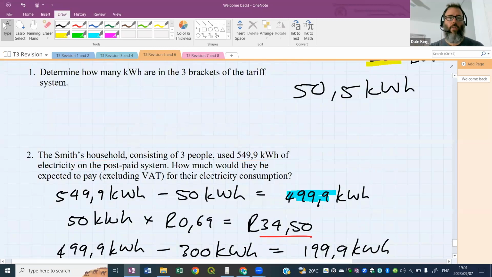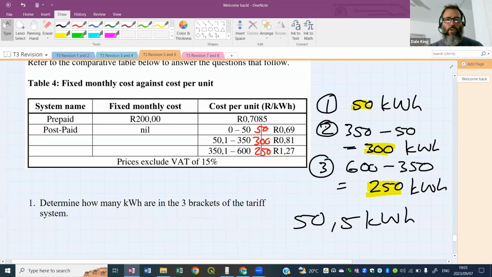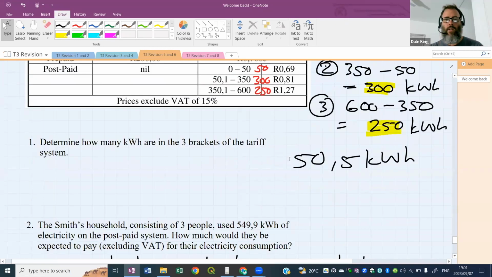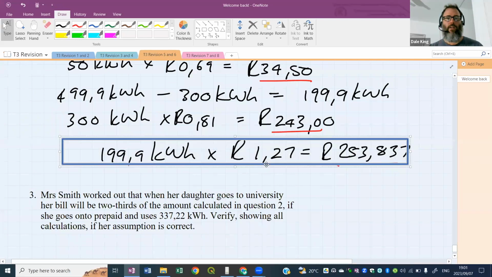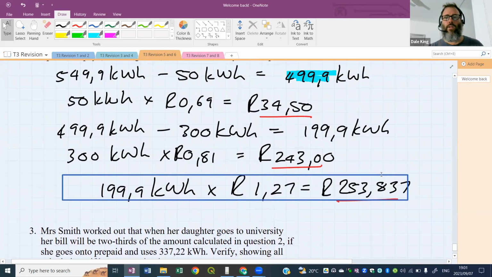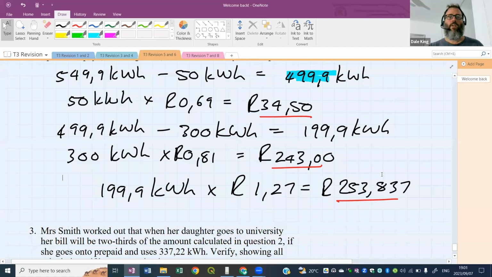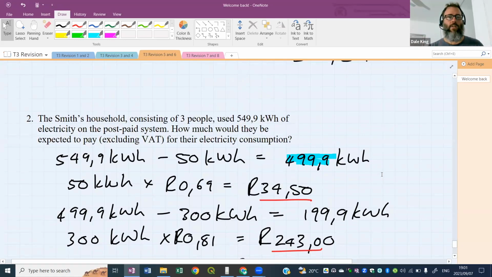So now I'm in the third bracket. The third bracket has 250 kilowatts. I'm not going through there because I only have 199. I'm staying in there. Every kilowatt in there is charged at 1 rand 27. So the last calculation is 199, all the kilowatts I have left, charged at 1 rand 27, and that gives me the total there, 253.837. Then all the totals we worked out for each bracket, the rand value, you must add them up. And this was VAT excluded. They wanted VAT excluded as well.